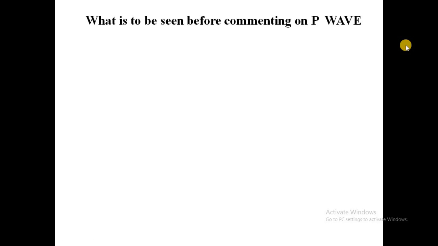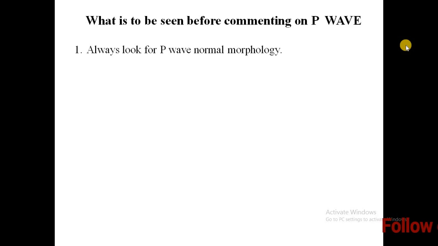So before commenting on whether P wave is normal or abnormal, we need to see some of the features of the P wave. Number 1, the P wave normal morphology we all should know. It is always upright, it is smooth, rounded, 3 small squares broad, 2 to 3 small squares tall, and in all the leads it is monophasic, except in lead V1 it is biphasic, and in AVR it is inverted.